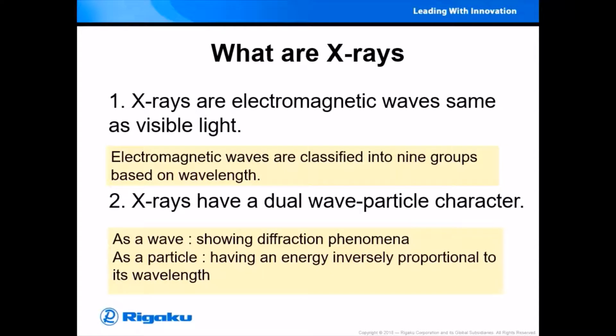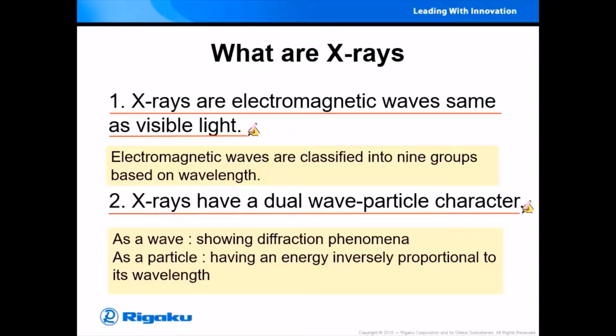X-rays discovered like this were subsequently revealed to be electromagnetic waves, having exactly the same nature as that of visible light, but having much shorter wavelength. The electromagnetic waves can be considered as a wave motion in accordance with classical theory. Simultaneously, electromagnetic waves can also be considered as a stream of particles called photons according to quantum theory. I'll explain the wave-particle dual nature of X-rays.